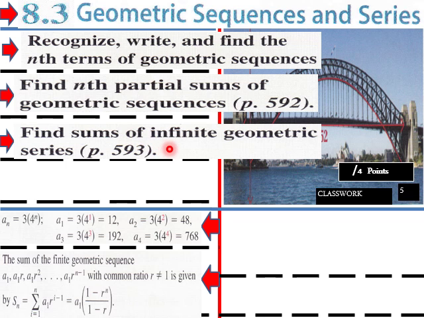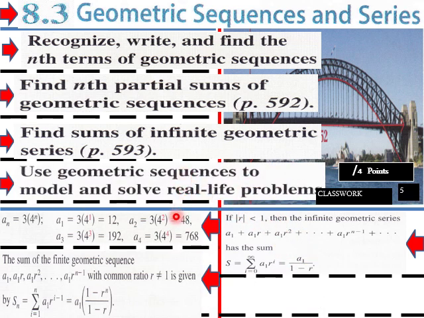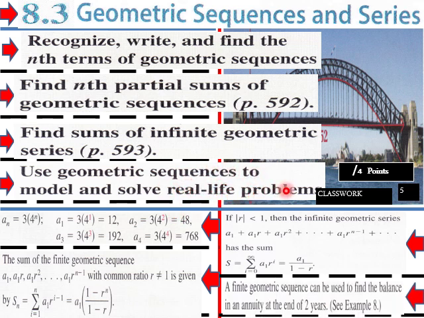And then find sums of an infinite geometric series. And then this would be your formula here. So for the infinite series, this would be your sequence here. Then you again use a summation where the upper limit is infinity, and you start at 0 with a1 r to the i, and then you would end up with this formula here, a1 over 1 minus r for that one. And then finally for 8.3, use geometric sequences to model and solve real life problems.